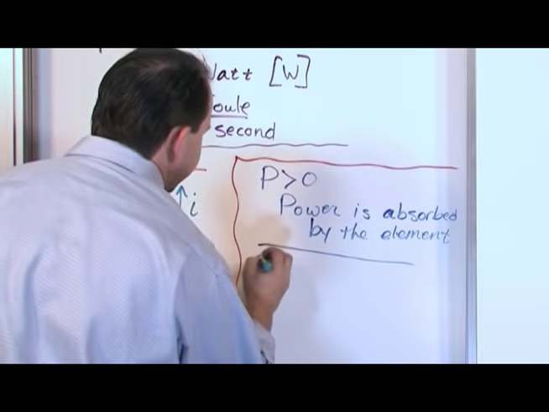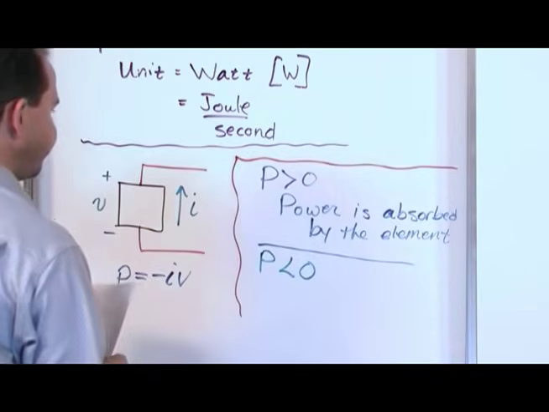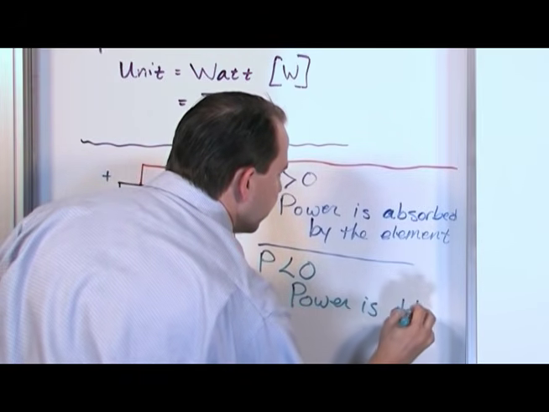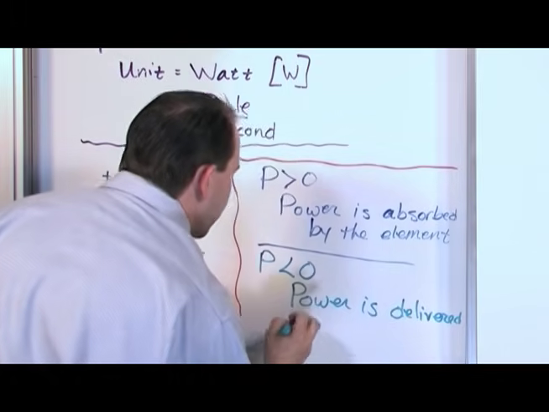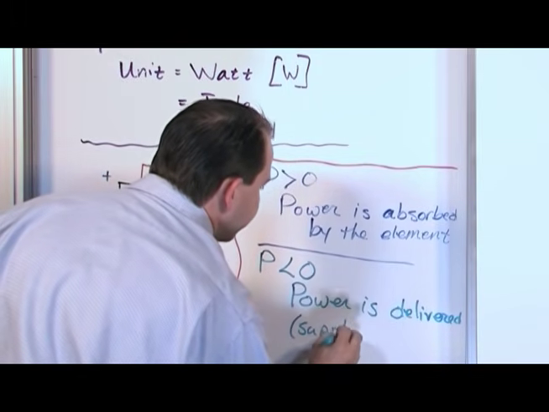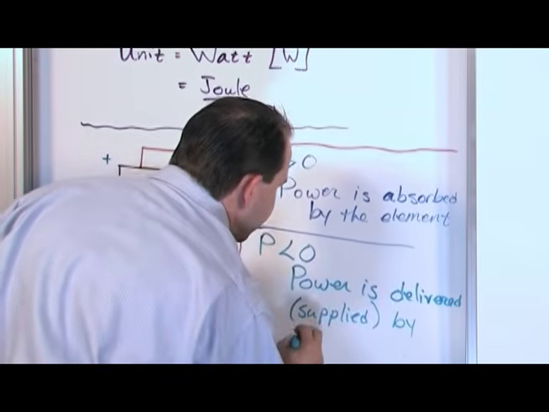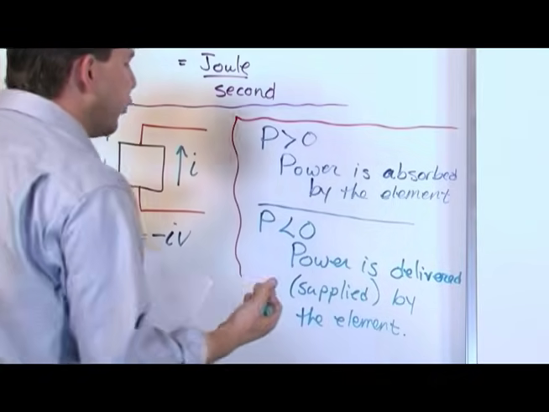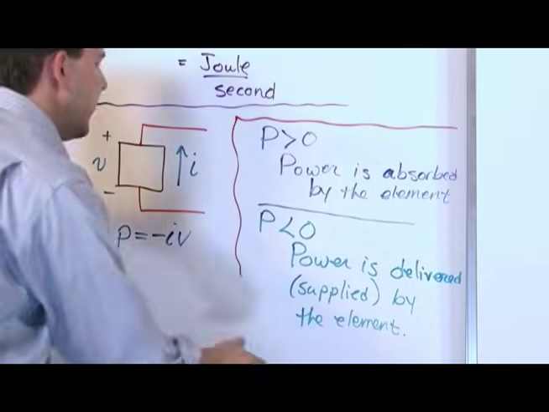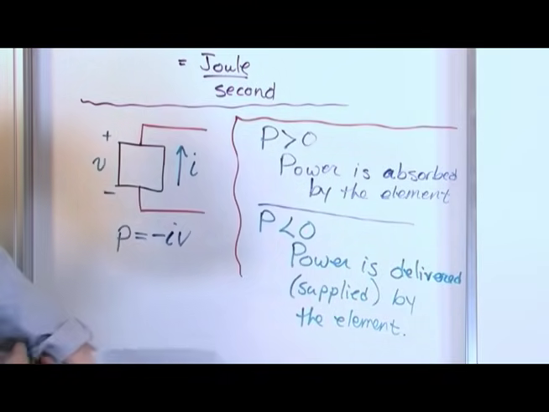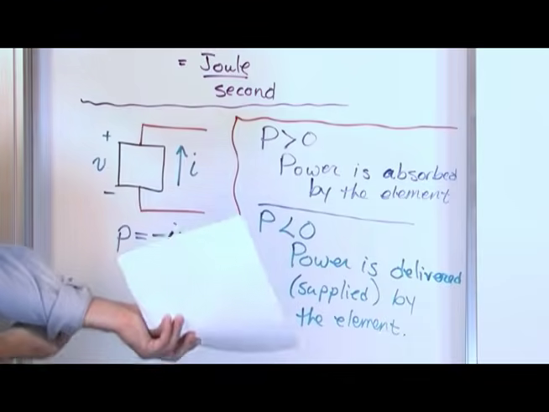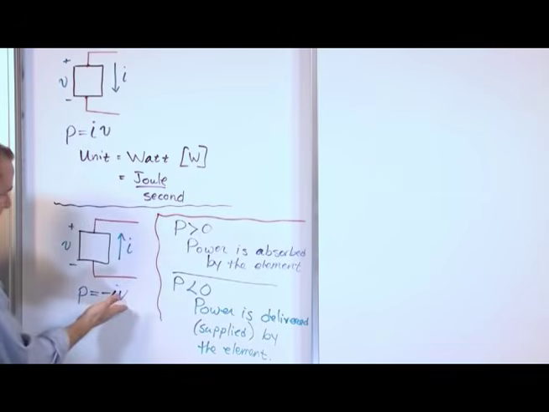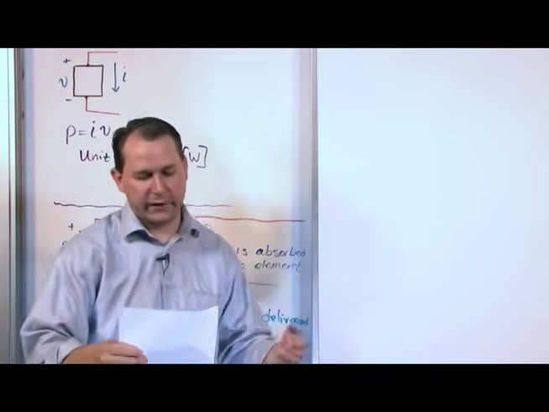All right, now if, on the other hand, you calculate a power that's less than 0, then what this means is that power is delivered, or you could also say supplied by the element, which really just means it has to be a source of some kind. It has to be a voltage source or a current source. It has to be a battery, or it has to be some power supply, or it has to be a wall socket, or it has to be something like that. All right, so in each case you're going to get watts. Here you might get positive 10 watts. Here you might get negative 15 watts. The sign tells you what the circuit element is doing.